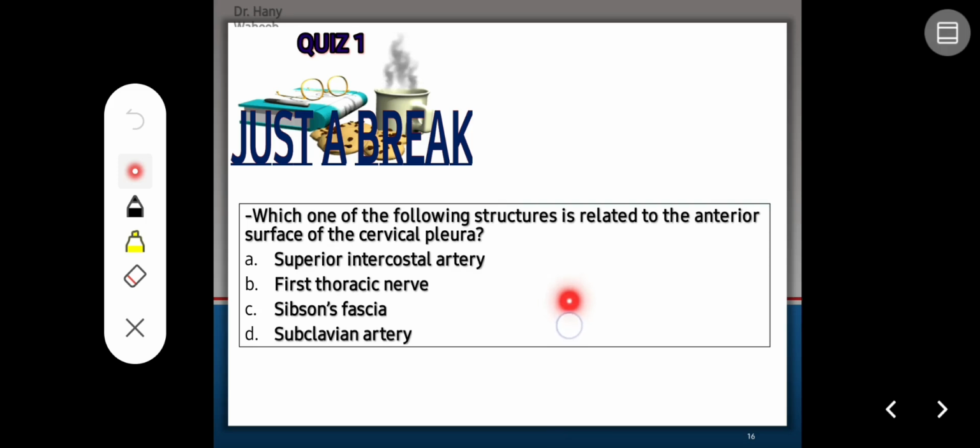Superior intercostal artery and first thoracic nerve are posterior to the cervical pleura and the apex of the lung. Septum fascia is superior, it covers the cervical pleura, while the subclavian artery is anterior to the cervical pleura and the apex of the lung. So the correct answer is number D, subclavian artery.